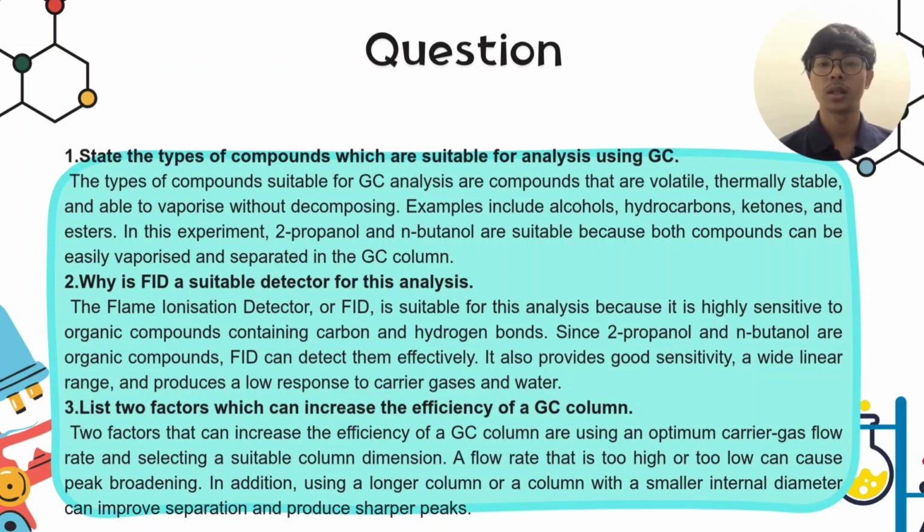The last question is, list two factors which can increase the efficiency of a GC column. The answer is, two factors that can increase the efficiency of a GC column are using an optimum carrier gas flow rate and selecting a suitable column dimension. A flow rate that is too high or too low reduces efficiency. In addition, using a longer column or a column with a smaller diameter can improve separation and produce sharper peaks.